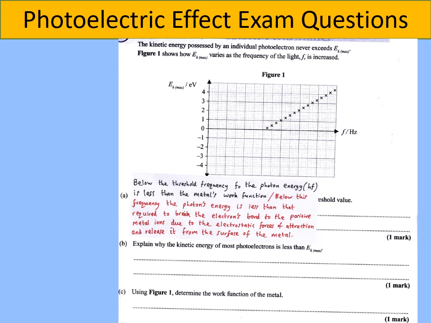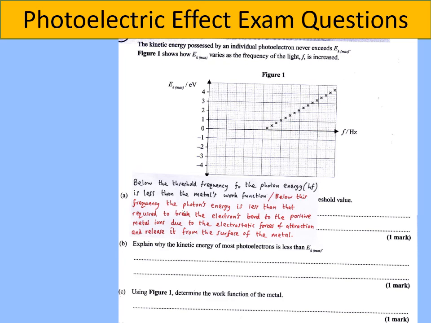But if they asked us just to explain this in a little bit more detail or describe it, we could say that below this frequency, the photon's energy is less than that required to break the electron's bond to the positive metal ions due to the electrostatic forces of attraction and release it from the surface of the metal. Okay, that's a little bit more of an explanation. Part B is quite a challenging question, and so I'm surprised that it's worth only 1 mark, especially as they're also saying that they want us to explain this. Explain why the kinetic energy of most photoelectrons is less than Ek max.